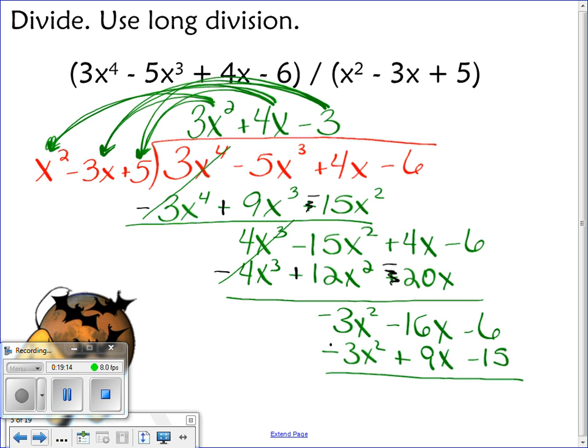Change your signs. This cancels. Negative 25x plus 9.